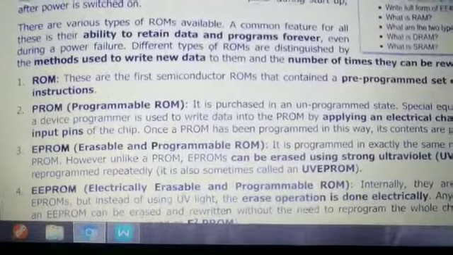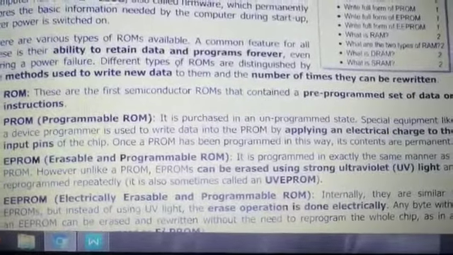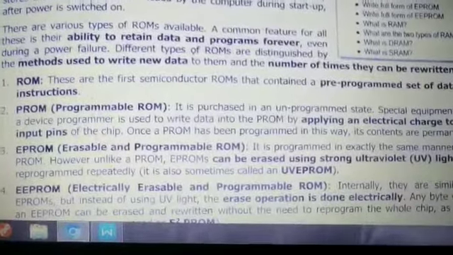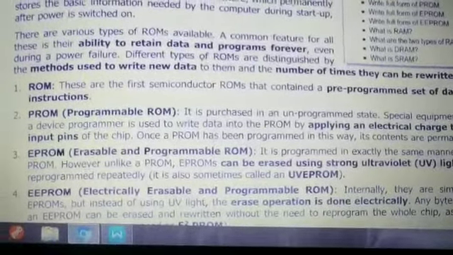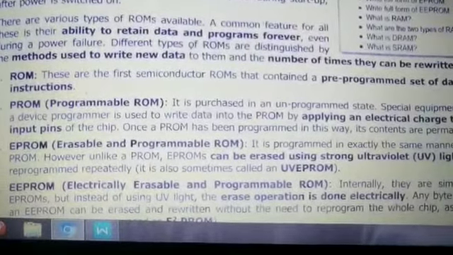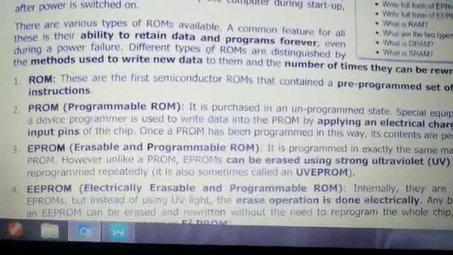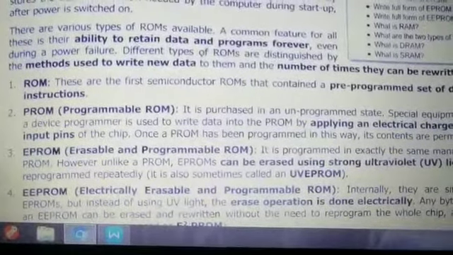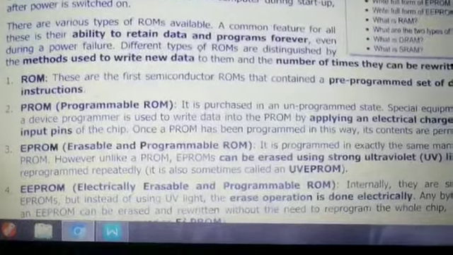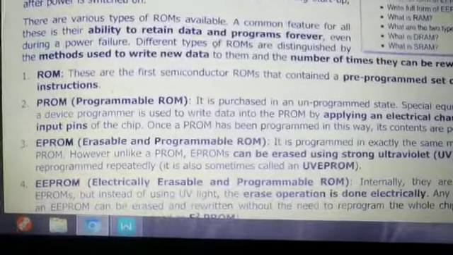Next, come to the next one, that is erasable programmable ROM. Here you can erase whatever information you have written. The erasing of the information can happen by the use of ultraviolet rays. So here ultraviolet is used, and that's why it is often called UV EPROM: ultraviolet erasable and programmable read-only memory.